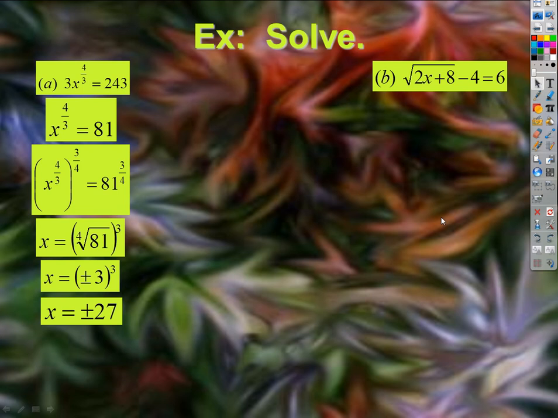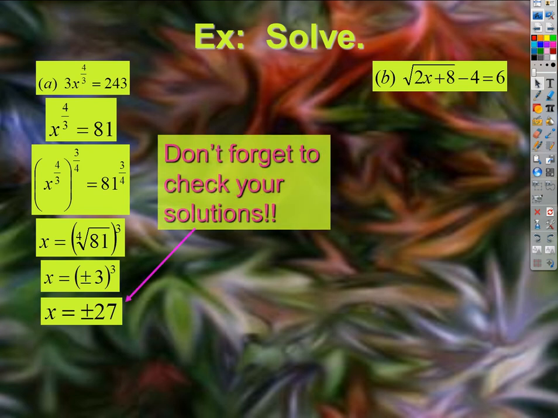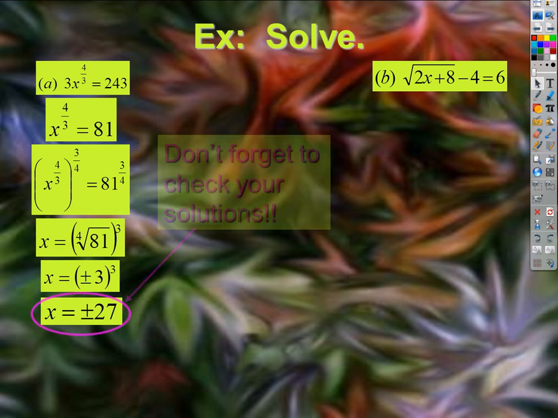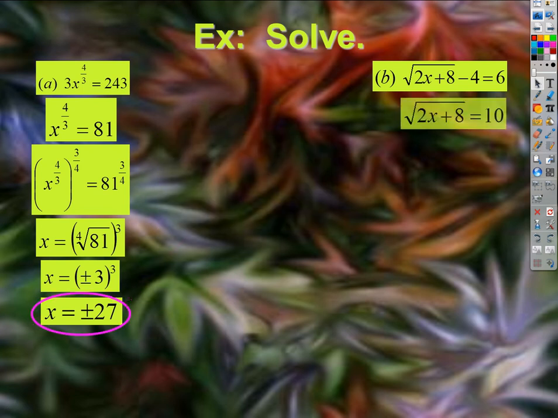Okay, so what about this guy over here then? What would we do with that? So I'm going to add 4 to both sides to get rid of that 4, so I can isolate the radical. Once I get the radical by itself, now what? If it's a square root, how do I undo a square root? Square it. Square both sides.